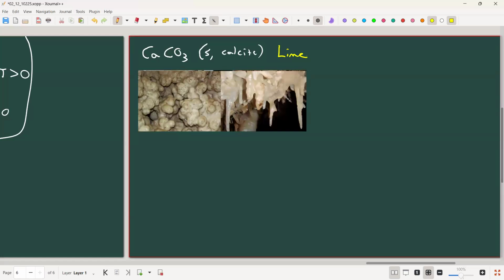You can convert this into a different form of calcium carbonate that's much prettier and much more interesting for a mineralogist.